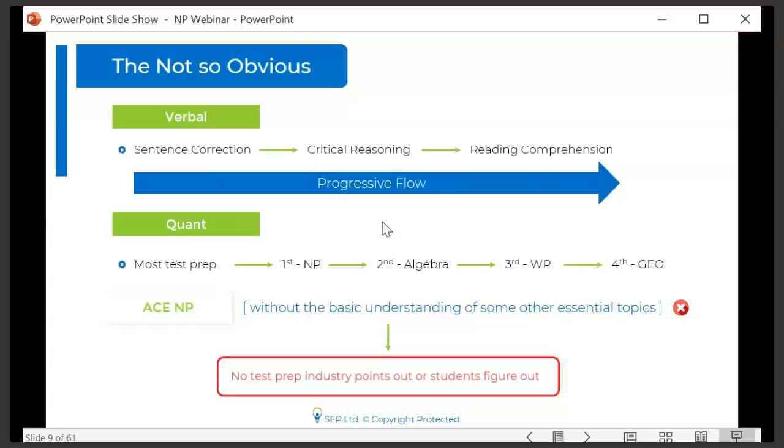Think about it. You might have come across a question in number properties where you have to use some concept that you haven't studied yet, because that will come in, say, the algebra section, but you're studying number properties now. And because of this, sometimes you are not able to get that question correct. And you feel that maybe you did not get it correct because you're not good at number properties. However, that is not the case. You know number properties, but the reason for not doing well is some other topic which you haven't come across yet.